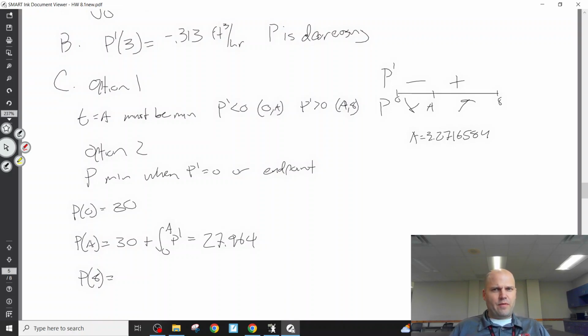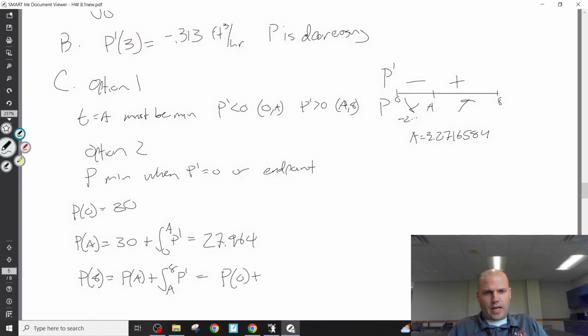Now, for P of 8, do whatever you want. If you like to separate your areas and you found this number is negative 2 point something something, and then you find this number, well, you do P of 8 is P of A plus the integral from A to 8. Or you don't have to show both. You literally could just be like, whatever, calculator, do the work.